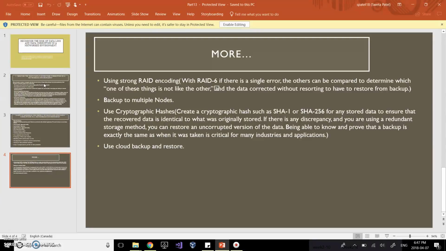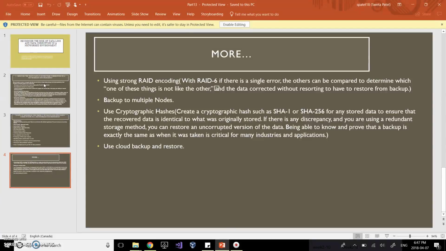With RAID, if there is a single error, the others can be compared to determine which one of these things is not like the other, and the data corrected without having to restore from the backup. So back up to multiple nodes. Create cryptographic hashes such as SHA or SHA-256 for any stored data to ensure that the recovered data is identical to what was originally stored.